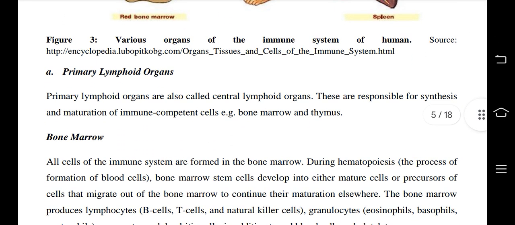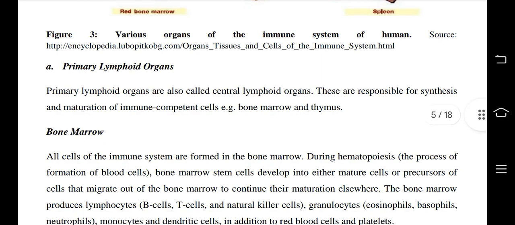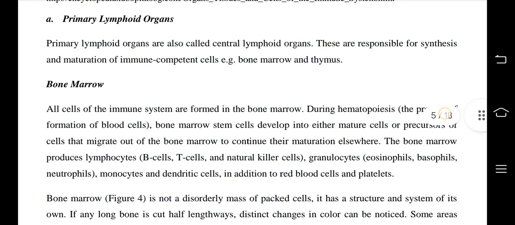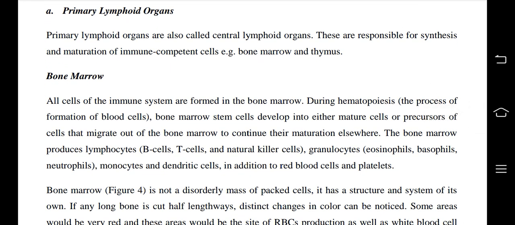Primary lymphoid organs. Primary lymphoid organs are also called as central lymphoid organs. These are responsible for synthesis and maturation of immune competent cells, like bone marrow and thymus. All cells of immune system are formed in the bone marrow.